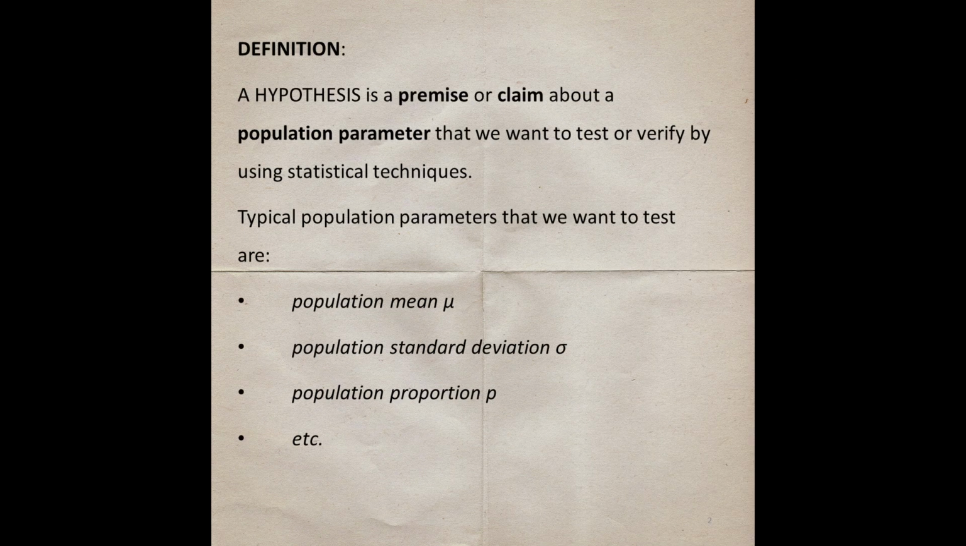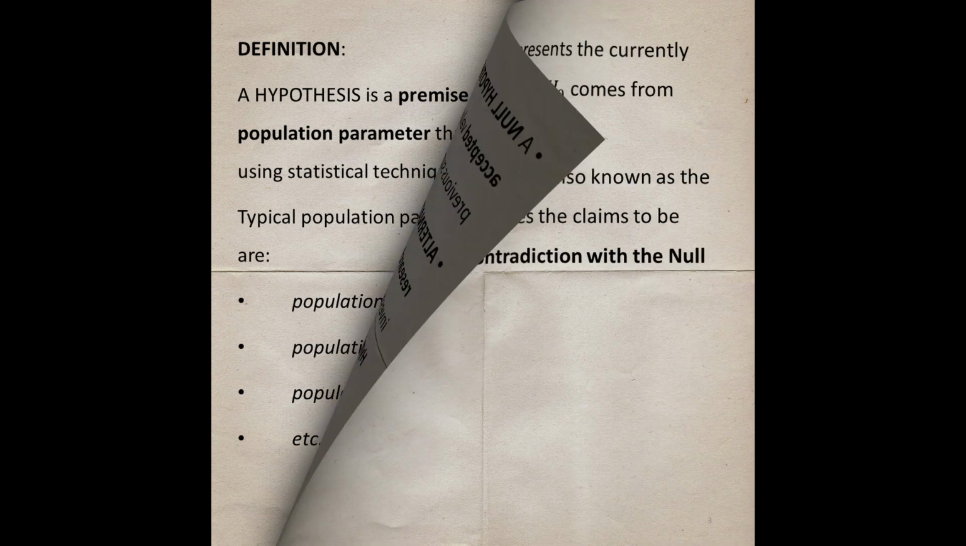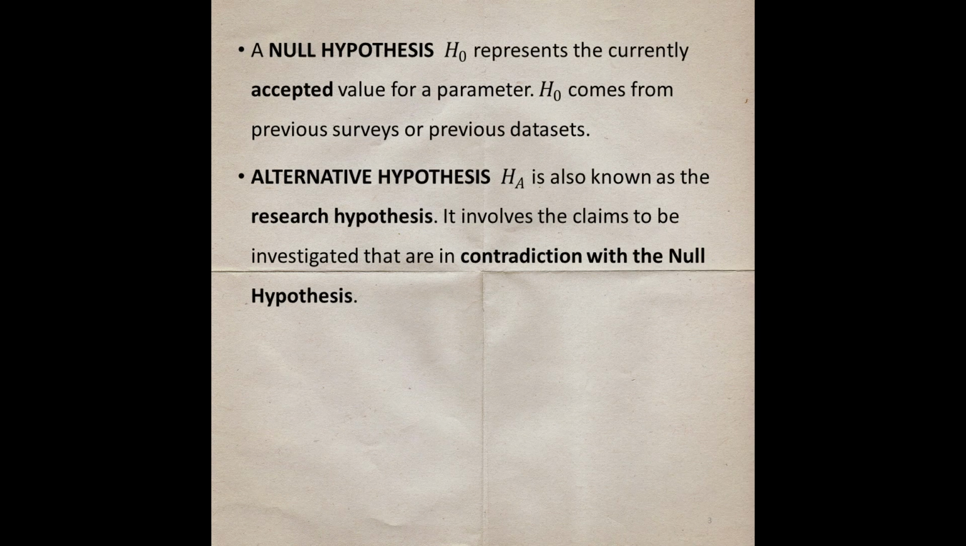Let's define what a hypothesis is. A hypothesis is a premise or claim about a population parameter that we want to test or verify by using statistical techniques. Typical population parameters that we want to test are population mean, mu, population standard deviation, sigma, population proportion, p, etc. This slide shows more terms used in hypothesis testing.